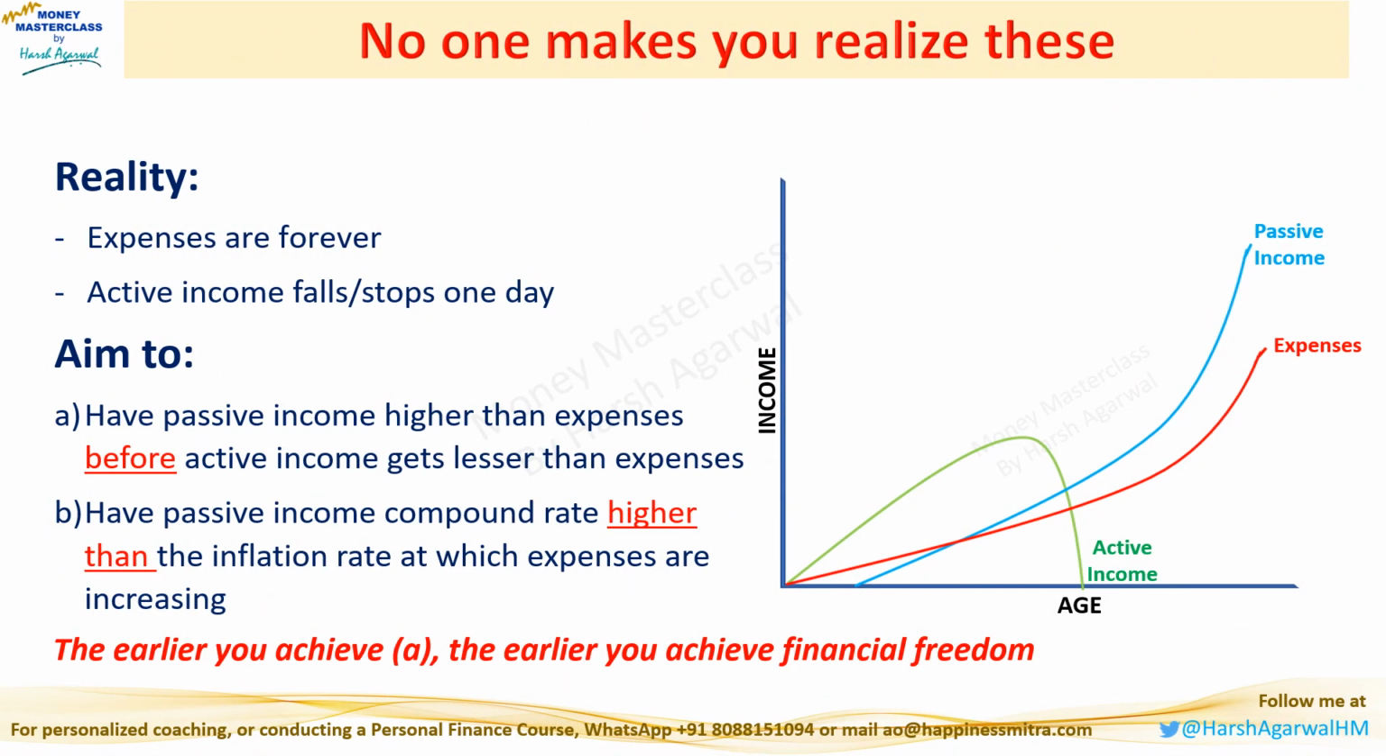Now this is important. This is a freehand chart I have drawn to demonstrate the concept. Do not scale it, it's a freehand chart. The red line shows rising expenses over years, and the green line is your active income. And you all will agree with me that the expenses are forever. Whether or not you have any income, the expenses will be there. And that the active income will stop one day for everyone, for every family, for some reason or the other.